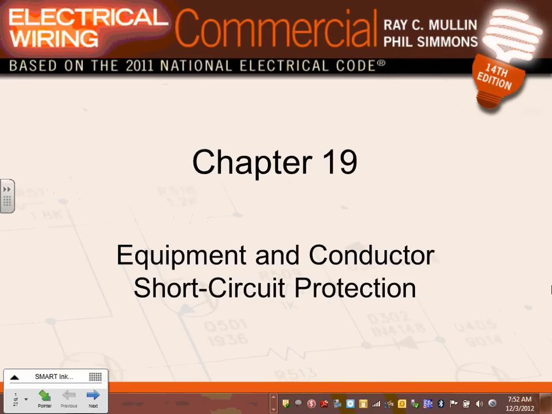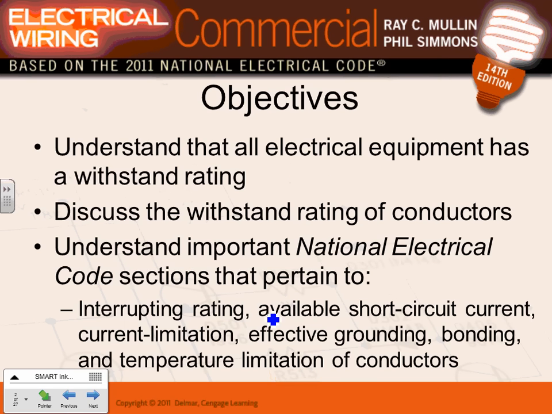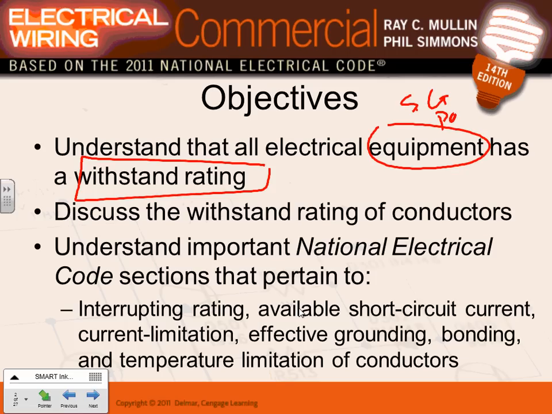Like we talked about yesterday, Jeff, short circuit can have two components. One is the magnetic force shaking equipment, and two, heat burning equipment. So that's what we're going to talk about for equipment and conductors. Electric equipment has a withstand rating. I'm going to highlight the word equipment. That's a switchgear. That's panels. That's MCC. All these have a withstand rating.